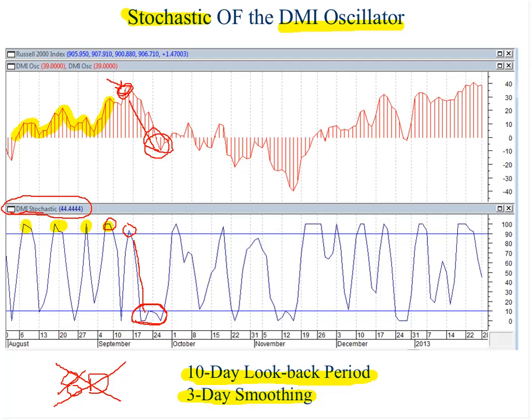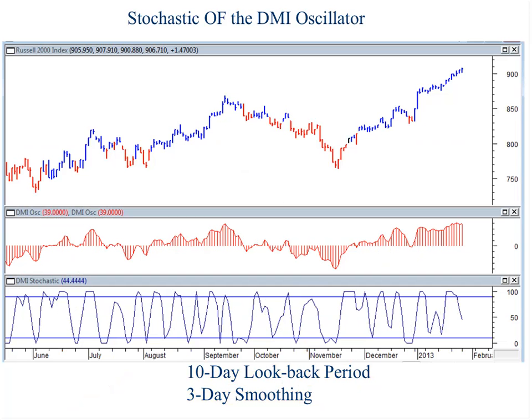So we're kind of combining indicators. It gets a little bit crazy, I understand, but here's the concept. I drew in the blue and the red. When the DMI oscillator is positive, we're painted blue. That's our uptrend. When it's in a downtrend like this, it's painted red.